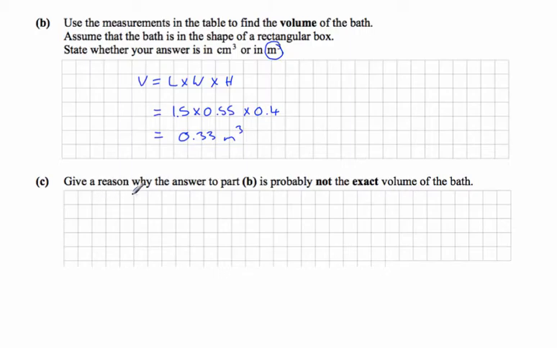Okay, part C says give a reason why the answer to part B is probably not the exact volume of the bath. Well, it said assume that the bath is in the shape of a rectangular box. The reason would be the bath would not be a rectangular box. So the bath, in real life, would not be a rectangular box. Another reason might be that some of the measurements weren't exactly correct. That would also be acceptable. Okay, so that's the end of the question.